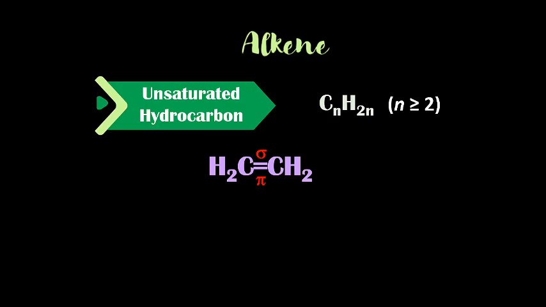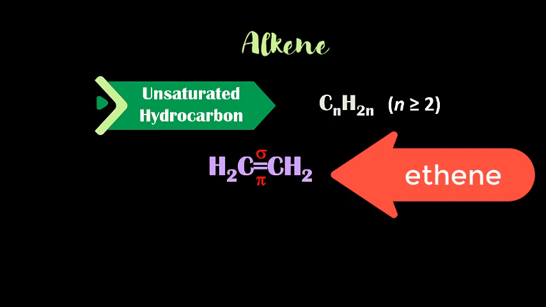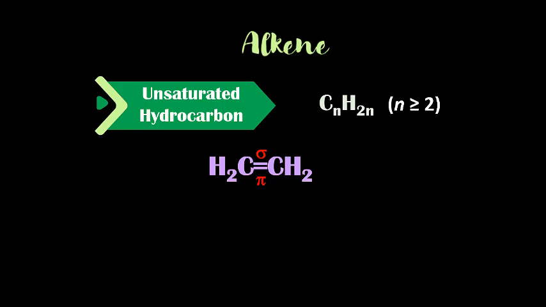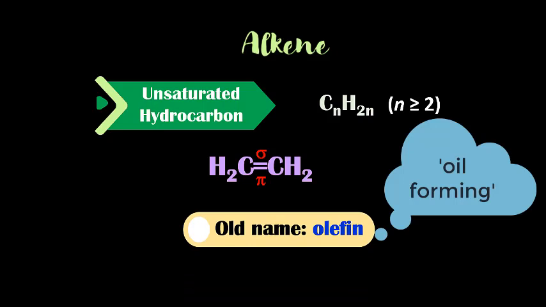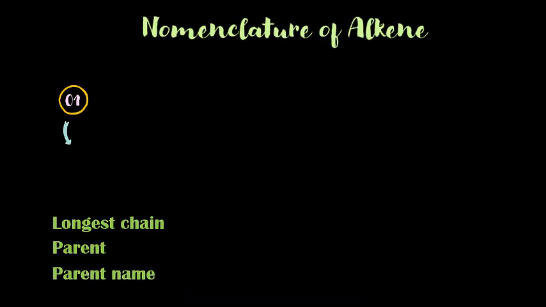Early chemists found that an oily substance was formed when ethene, CH2=CH2, the smallest alkene, reacted with chlorine. From this observation, alkenes were originally called olefins, which means oil forming. We have seen that the IUPAC system uses a suffix to denote certain functional groups. The carbon-carbon double bond is the functional group of an alkene, denoted by the suffix "-ene".